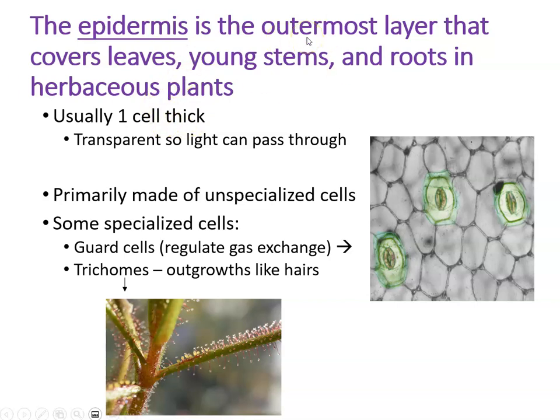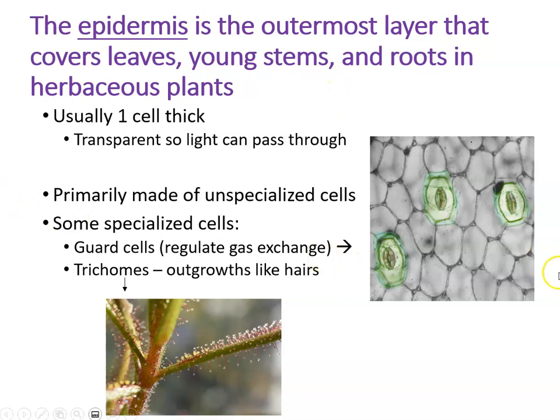The epidermal layer, or epidermis, is usually only one cell layer thick. That's not very thick at all. In fact, cells are usually transparent. So this allows for light to pass through so that the light can penetrate into the photosynthetic cells that are more interior in the parenchyma tissue.